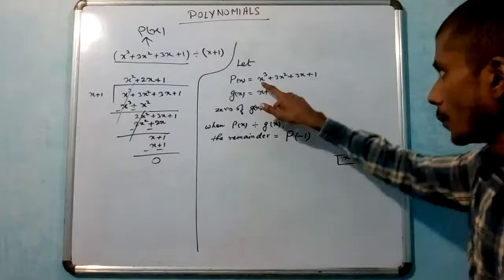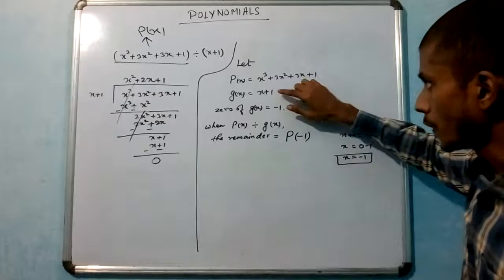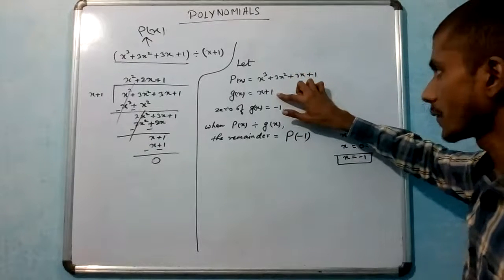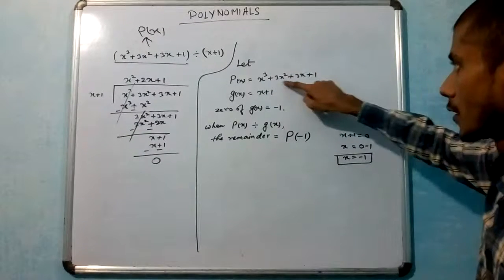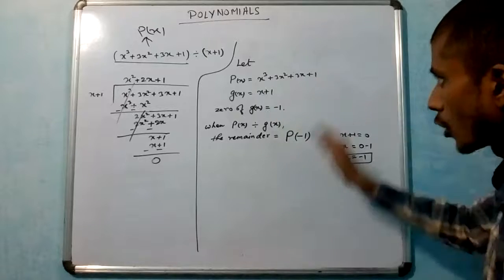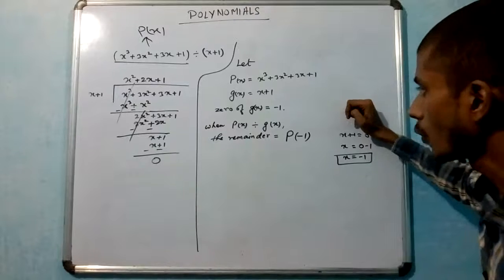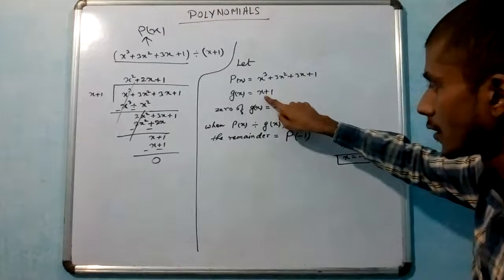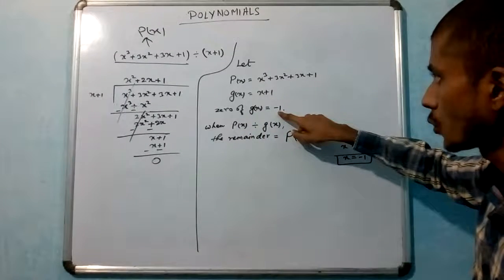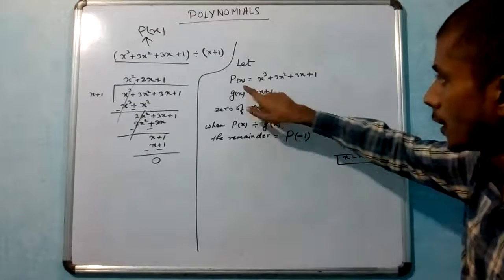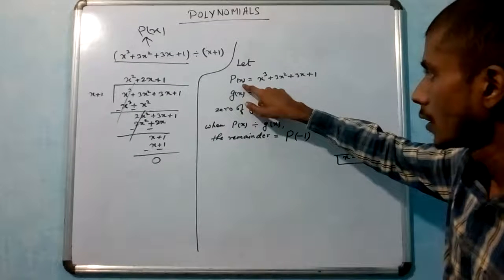Now once again, p(x) is going to get divided by g(x). Fine. So what we will do, we will find the zero of this polynomial g(x), the divisor, and we will substitute it in place of x in this p(x). Then whatever we solve will come as the remainder. Remainder of what? When p(x) is divided by g(x). So we found the zero of g(x) as minus 1, and this minus 1 we will substitute in p(x). We will find p of minus 1.